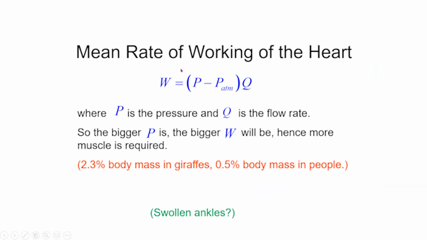First of all, let's consider the mean rate of working of the heart, which is the product of the pressure relative to atmospheric and the flow rate. So the bigger the pressure is for a given flow rate, and I'm talking about flow rate per kilogram of animal, we assume that that flow rate per kilogram is the same in giraffes and people, but the pressure is 2.5 times higher. So the amount of work done by the heart has to be 2.5 times higher, which means that there has to be much more heart muscle. And indeed, in adult giraffes, the mass of the heart can reach 2.3% of the body mass, whereas it's only usually about 0.5% in people.